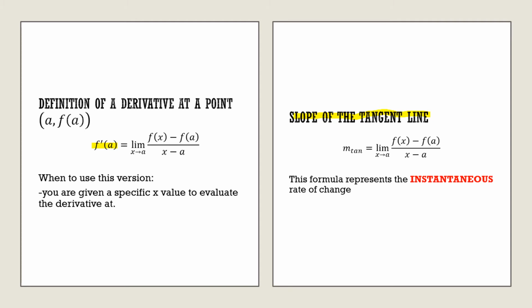But what I need you to understand is that the question can be worded in different ways. I could say find the derivative at a point, or I could say find the slope of the tangent line. I could even ask you to find the equation of the tangent line. Either way, we're going to use the same formula where we have the limit as x approaches a of f of x minus f of a over x minus a. And again, this represents your instantaneous rate of change. Anytime you're finding the derivative, you're finding the instantaneous rate of change at a given point.